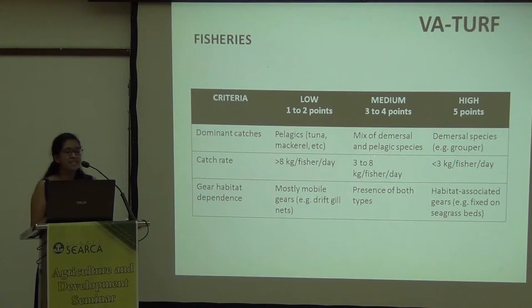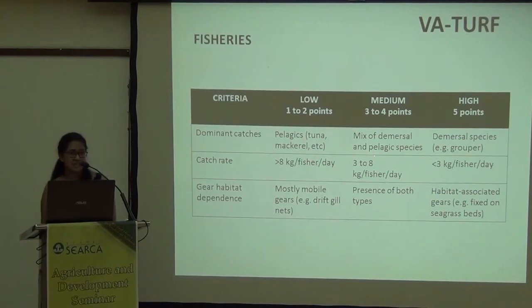So for the dominant catch, the basic dilemma is whether it's pelagic or demersal. And the basis for this is that the pelagics mostly stay in the water column and they are highly mobile as compared to demersal fishes, which are mostly habitat associated. So imagine if there's a disruption in your habitat. So the number one that will be affected will be the demersal species. So they are more sensitive.